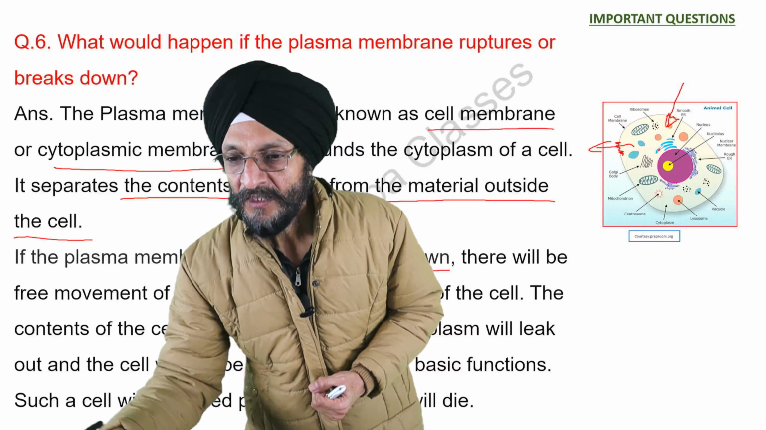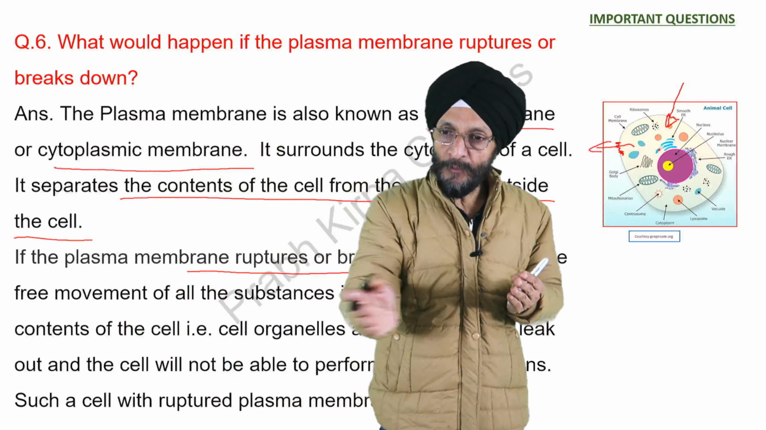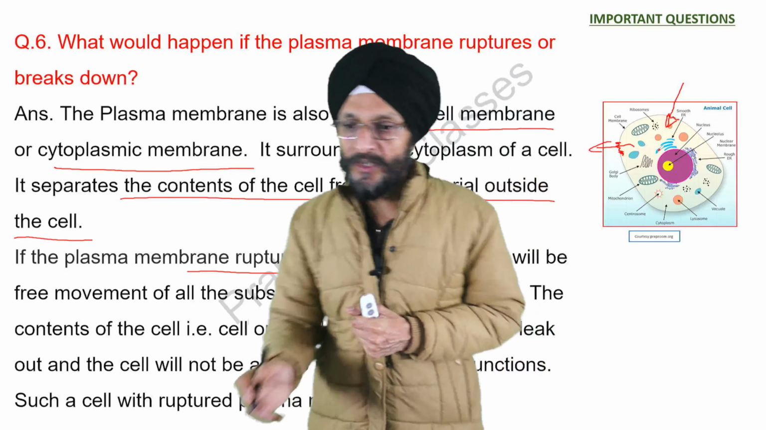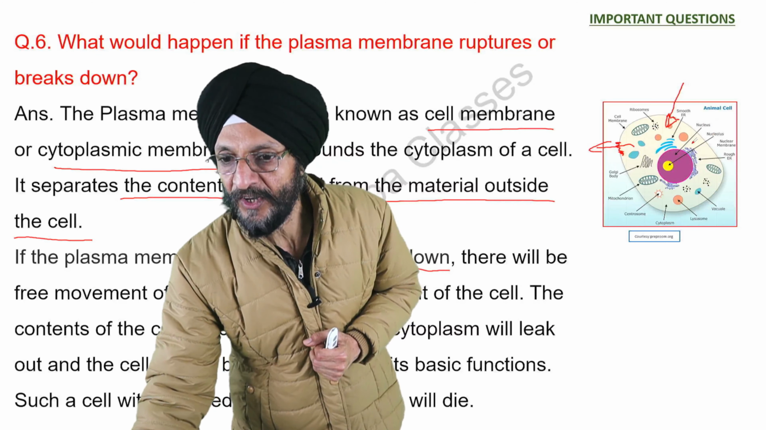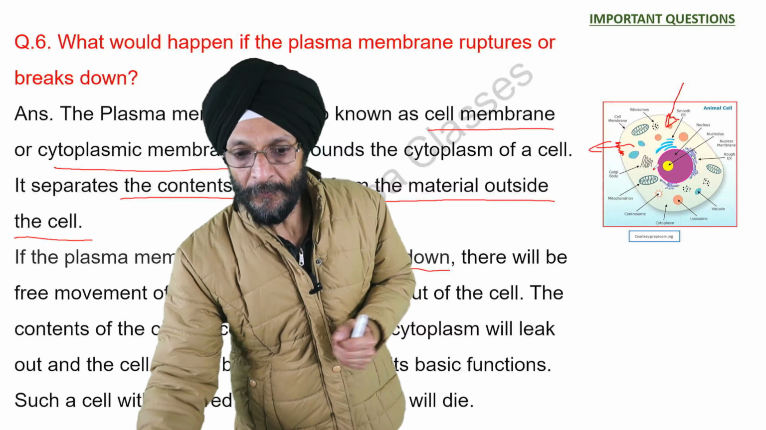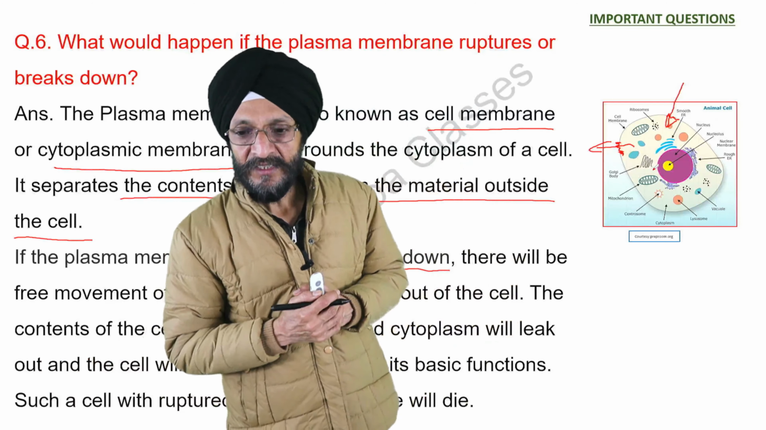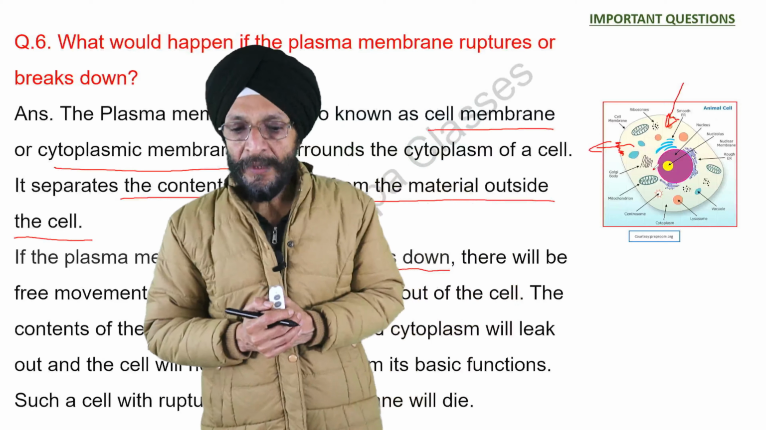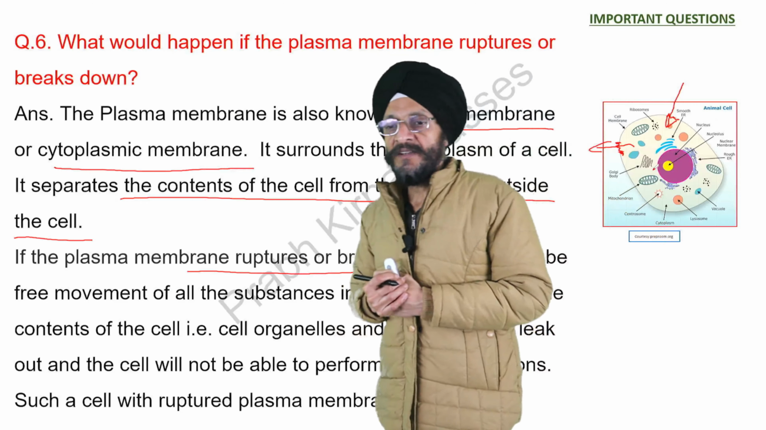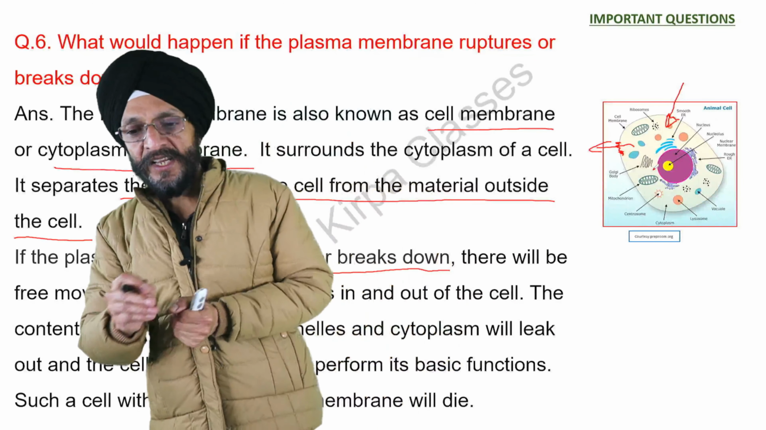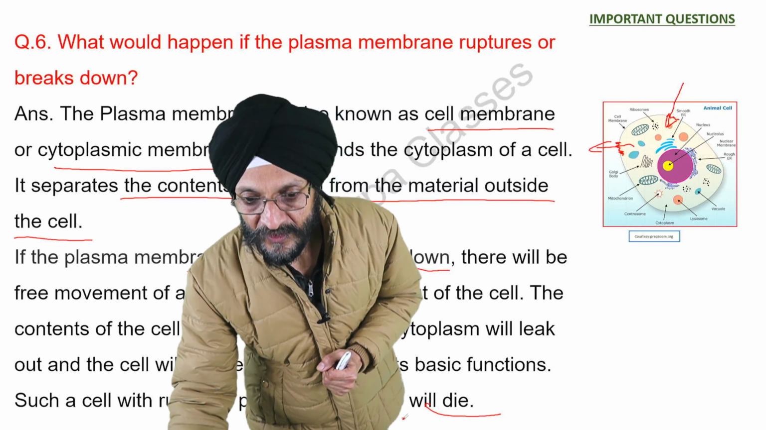Because it is broken, many substances will come inside the cell and many substances will move out of the cell. The contents of the cell, that is these organelles which are present, vacuoles, mitochondria, nucleus, Golgi apparatus, all will leak out of the cell, and the cell will not be able to perform its basic functions. And such a cell which does not have its organelles to perform the various functions will ultimately die.